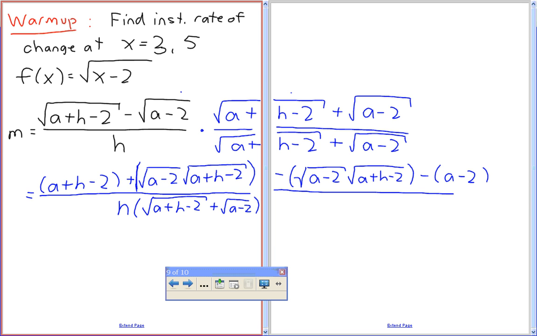Okay. But just think here, what do you always want to do if things cancel? When you rationalize, you get rid of all the square roots. So this turns into, and I'm going to do it over here, a plus h minus 2 minus a minus 2 all over h times root of a plus h minus 2, oops, plus.